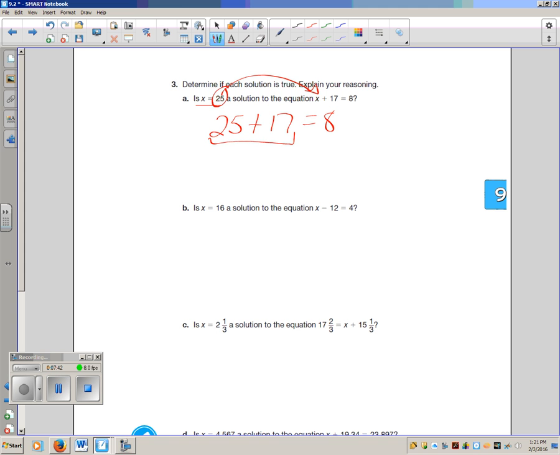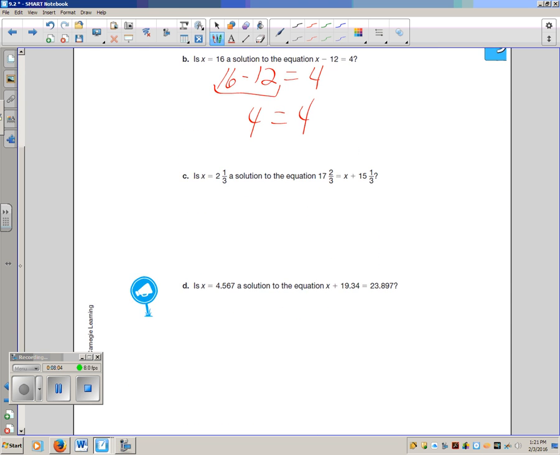Solve this. 42 equals 8. Well, 42 is not equal to 8. So you put the slash through. 42 is not equal to 8. Is 16 a solution to 16 minus 12 equals 4? Yes, you're showing your work. Solve it. 4 equals 4.